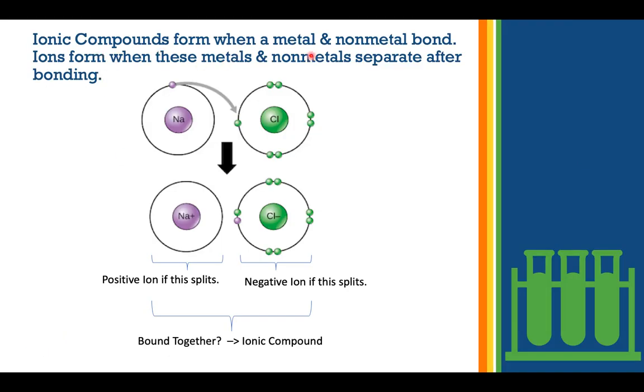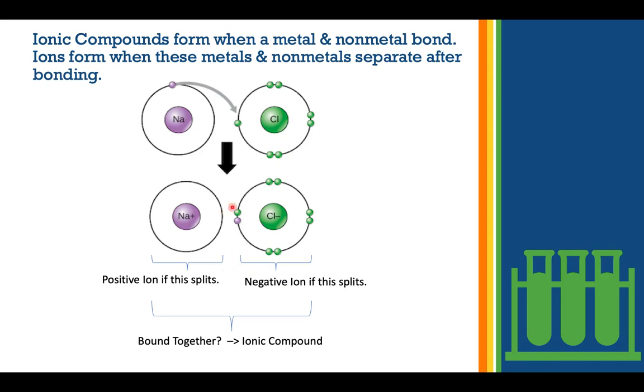Ionic compounds form when a metal and nonmetal bond. Ions form when these metals and nonmetals separate after bonding. So before the reaction happens, which is right here between this sodium and this chlorine, they are existing as atoms. But once this purple electron from the sodium has been transferred through this reaction, they now exist as ions. But because they're still stuck together, they are an ionic compound.